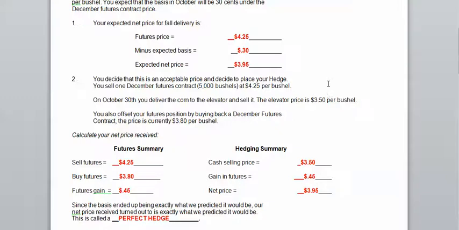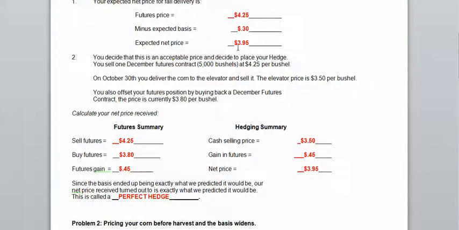So we decide that that's an acceptable price, and we go ahead and place our hedge. We place the hedge by selling one December futures contract at 4.25 a bushel. Okay, so here's the deal. We sold a contract on the Mercantile Exchange at 4.25 a bushel.